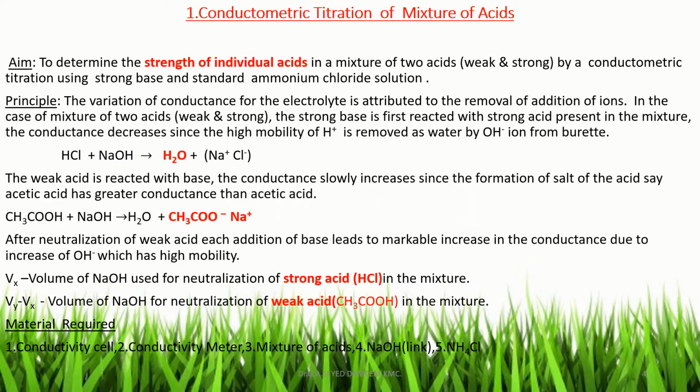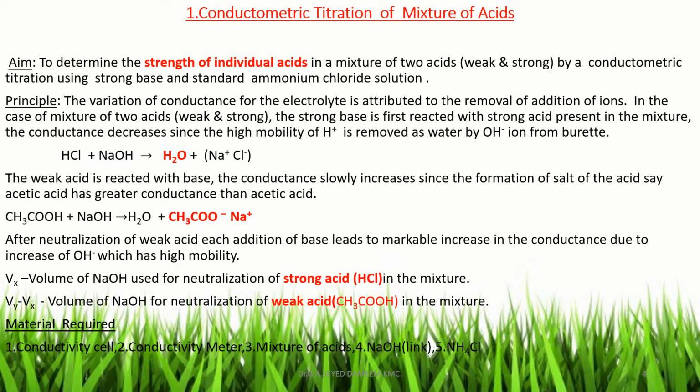That is, the students are given ammonium chloride salt and a mixture of acids, weak acid and strong acid, and a link solution, strong base. The aim of the experiment is to determine the strength of strong acid and weak acid in the mixture of these two by titrating against strong base, which is standardized by standard ammonium chloride solution. The principle of this experiment is that the variation of conductance for the electrolyte is attributed to the removal or addition of ions.